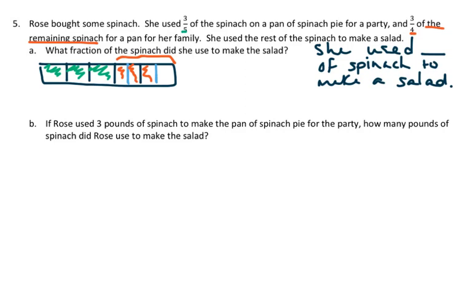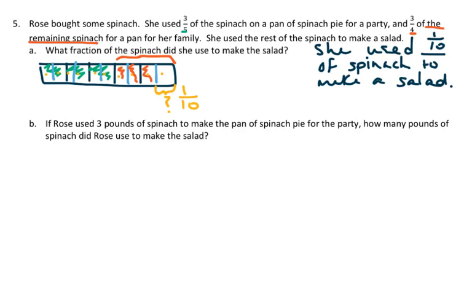So to do this one, I partitioned these last 2 units, and I'm actually just going to go ahead and partition the first 3. So to find out what this fraction is here, because this is what she used for the salad, I can count up all of the units that we have in our tape diagram now. So we have 1, 2, 3, 4, 5, 6, 7, 8, 9, 10. So this piece right here would be 1/10. That fractional unit is 1/10, 1 out of the 10 for the whole thing. So she used 1/10 of the spinach to make a salad.